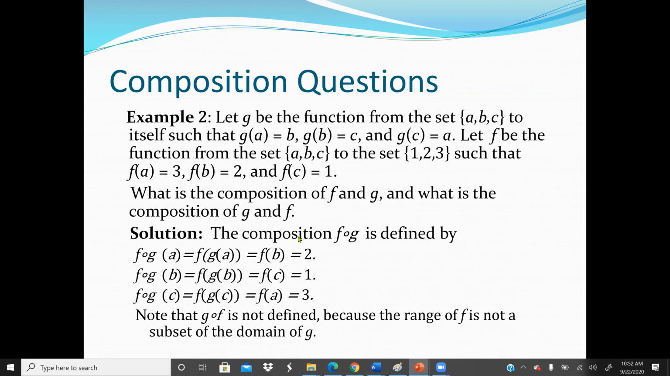So first, let's try F and G. F and G will work because F and G means anywhere we see x, we are going to substitute G. So in this case, we look at G at A. G at A is B. So we give that B to F, F at B. So F composite G at A equal to F, G at A, and it will be F at B, which is equal to 2, because from the condition, we can see that F at B is equal to 2.